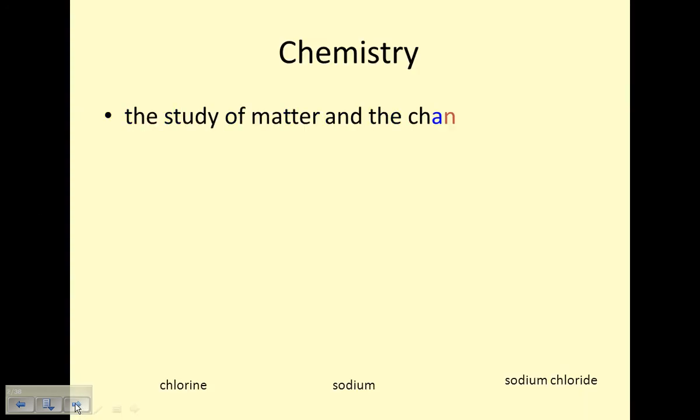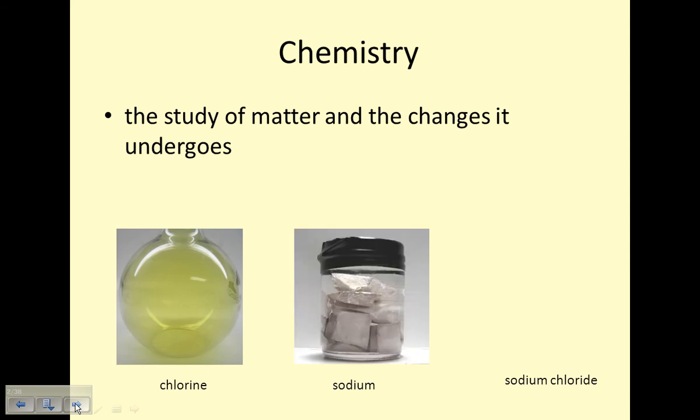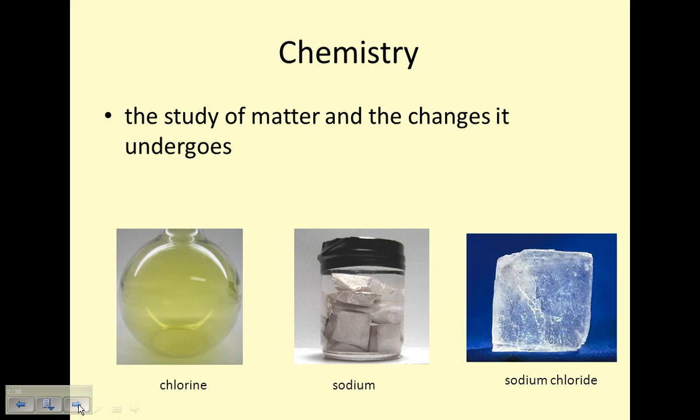So a definition of chemistry for you: it's the study of matter and the changes it undergoes. The chemistry that we study is not nuclear chemistry, but it's just the exchange of electrons. So two substances like chlorine and sodium can be poisonous to us, but once they react, it can form a substance that's quite necessary for us.